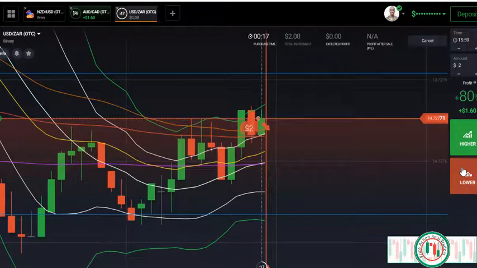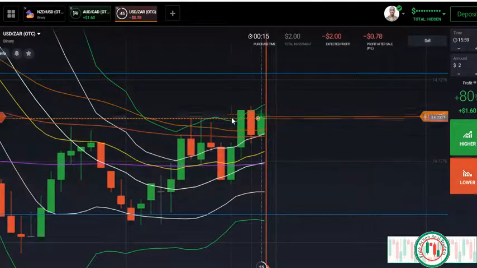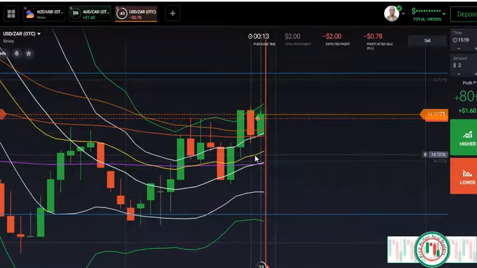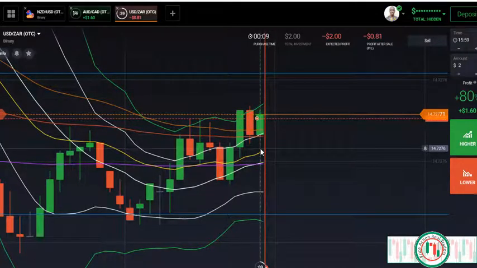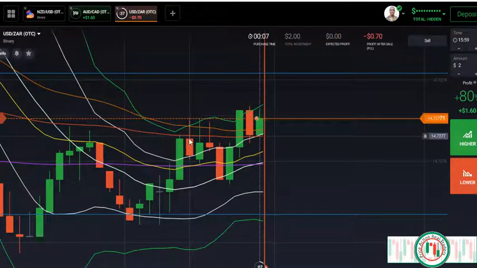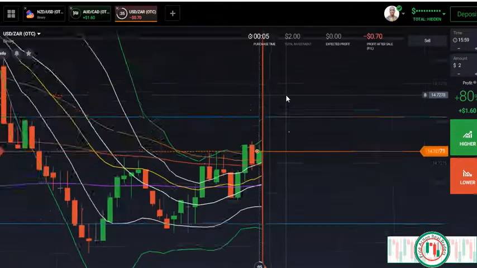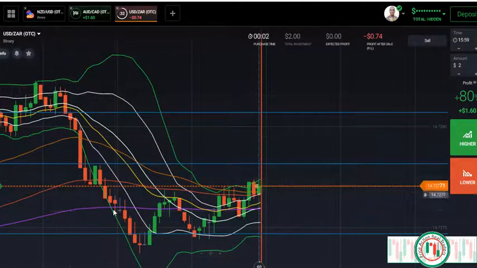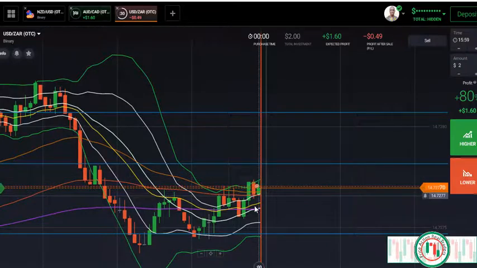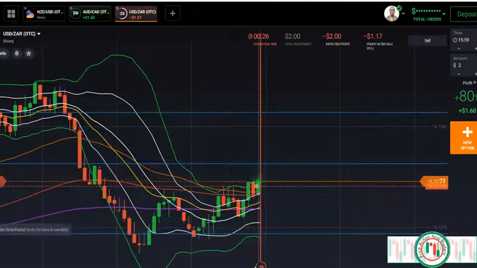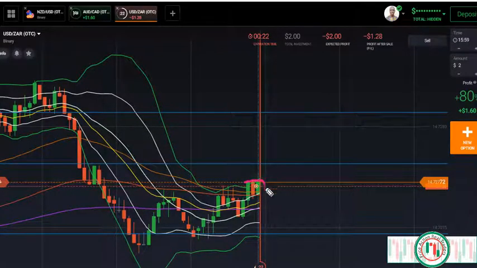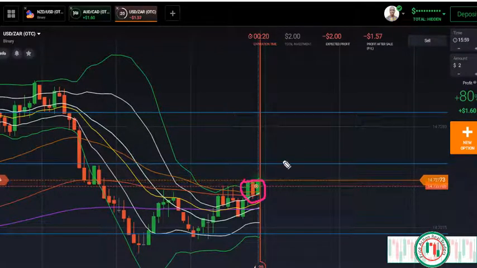I'll place my trade put option here because of this strong rejection from this level. I can see strong rejection, and here you can see sellers entry, and the major trend is downtrend, and here the market is trying to make a U-turn in this area. Here the market is trying to make a U-turn.